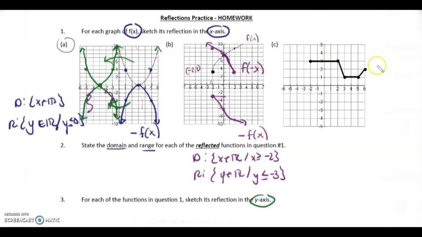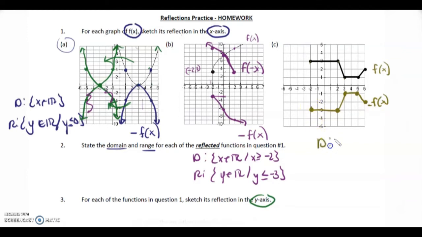Okay, and last one. If this is f of x, I'm going to reflect this in the x-axis. So at -2, instead of going up 3, we're going to go down 3. Instead of going up 3, we're going to go down 3 here. Instead of going up 1, we're going to go down 1. And up 2, we're going to go down 2. So this is negative f of x.